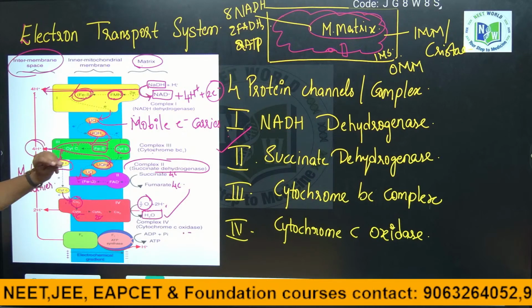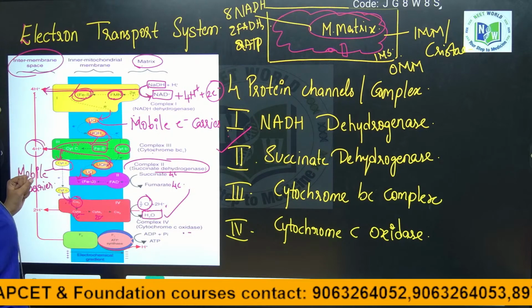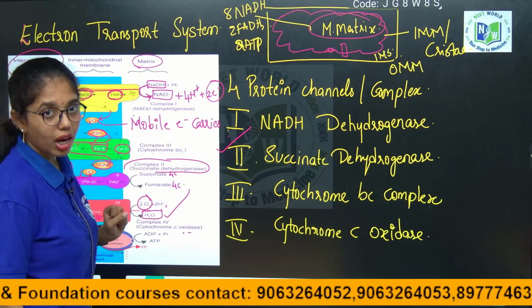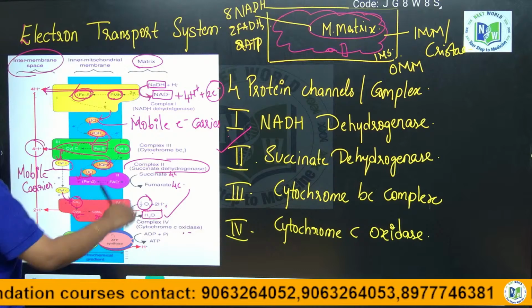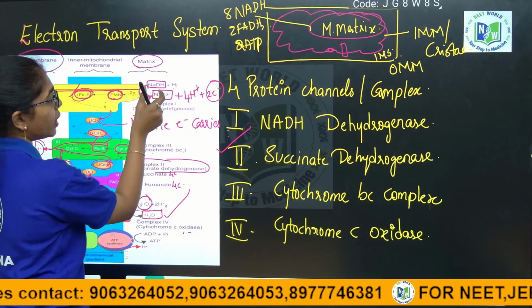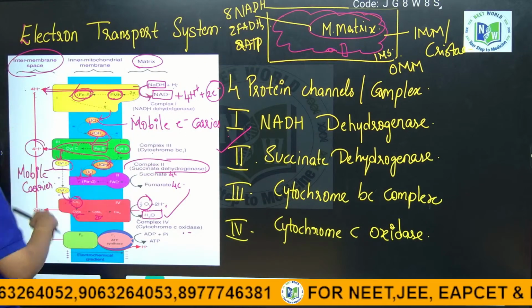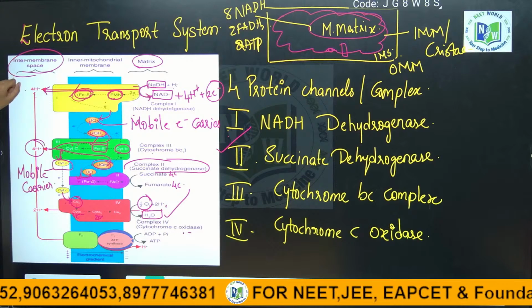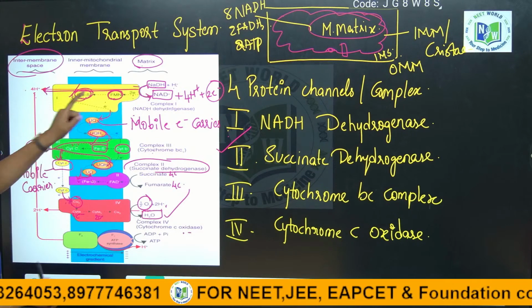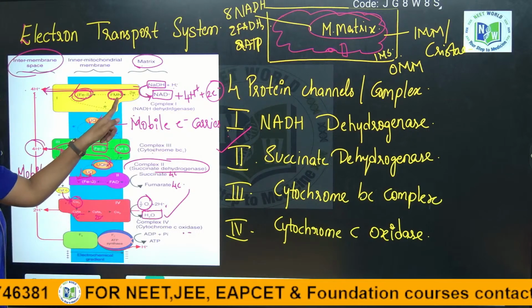Once again I will give you a quick recall about all these complexes and how electrons and protons are transferring. The first complex is called NADH dehydrogenase, wherein NADH plus H plus is converted to NAD plus, 4 protons and 2 electrons. The 4 protons are immediately pumped to the intermembrane space and the 2 electrons are carried through the protein molecules present in complex 1. Those are FMN and FeS.